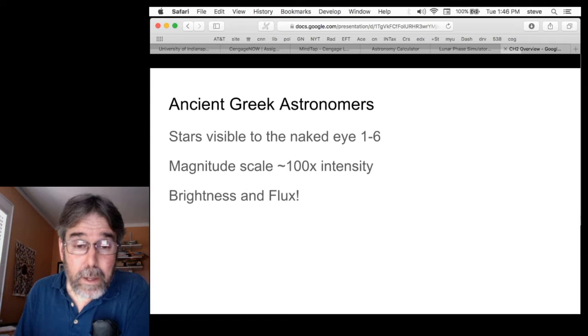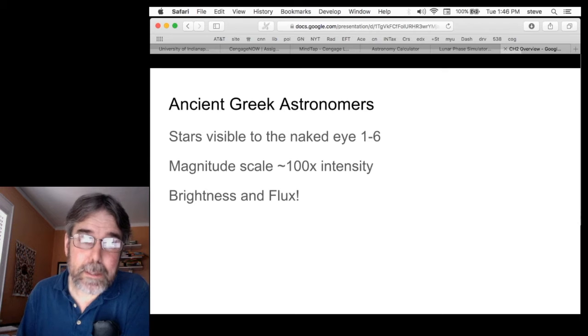The brightness and the flux, factor of 100, those are all the things I just said, basically. Flux is just a word that means amount of energy crossing a unit area per unit time, and it corresponds roughly to our notion of brightness. Okay?